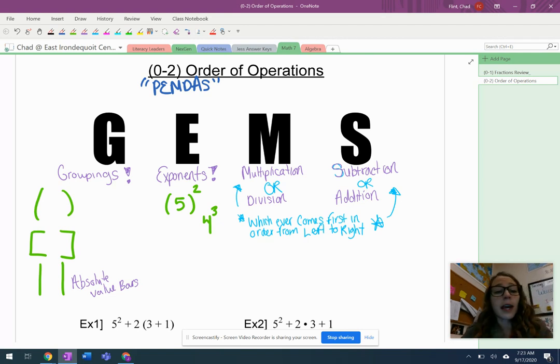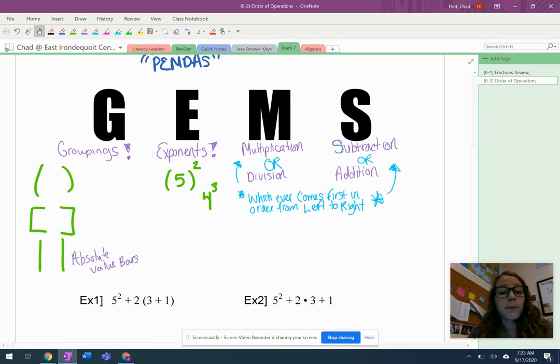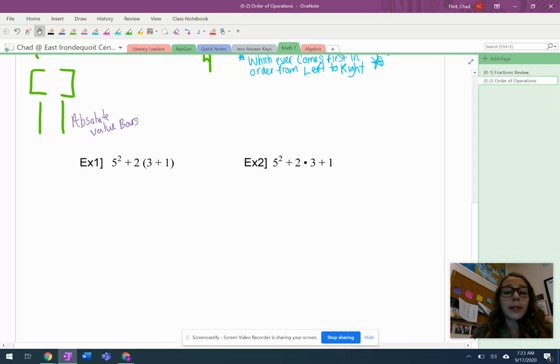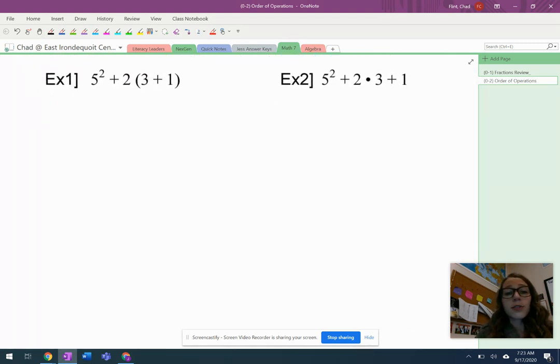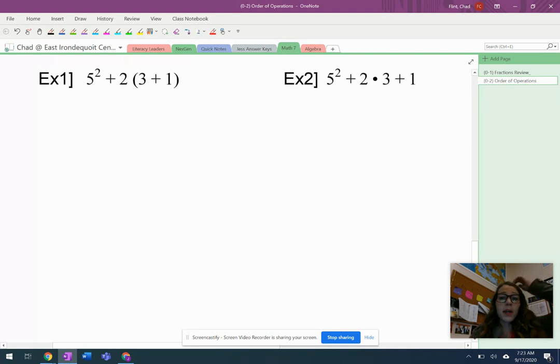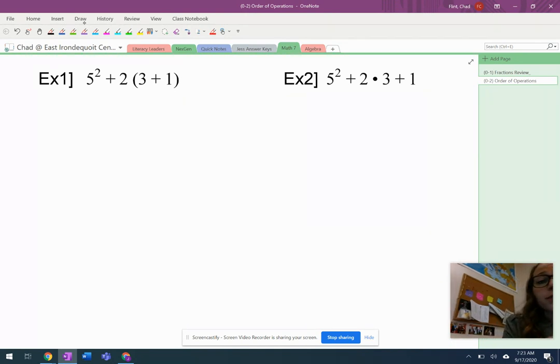Now let's take a look at our 2 examples for today. So you might take a look at these 2 examples, and at first glance you might think that these 2 examples are exactly the same and should result in the same answer. Well, let's try that and let's follow the order of operations. So looking at example 1 here first, what would be the first thing I need to start with?